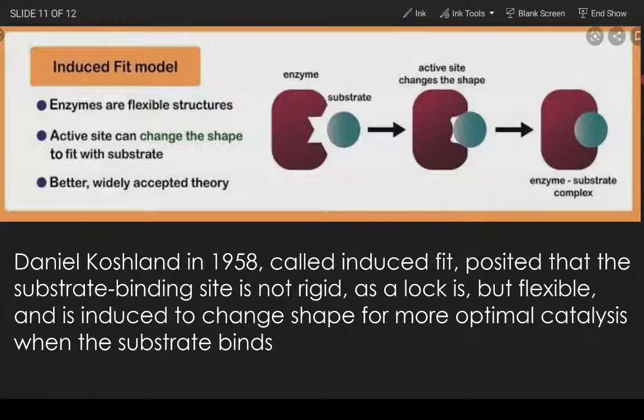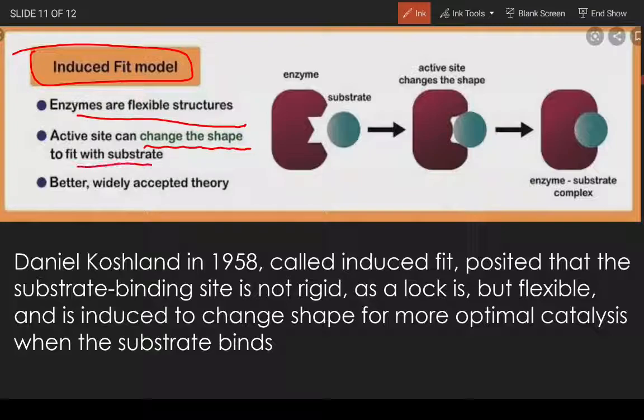Now the second model is the induced fit model. The induced fit model came after the lock and key model, and it says that enzymes are flexible structures. The active site can change shape to fit with the substrate, and this is the better and widely accepted theory. For example, if this is the enzyme and this is its active site, you can see it does not fit the substrate, so what is happening is that the active site is flexible and changes shape according to the substrate. It was conical at first, something like an M, but since the substrate is round, the active site changes its shape and becomes round, and then fits with the substrate, and thus the enzyme substrate complex is formed.